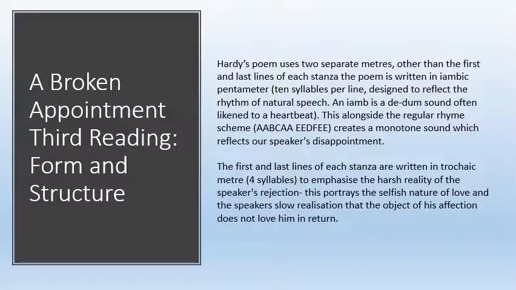Now you're going to need to copy this into your books. Okay, this doesn't go onto the poem, this goes into your books. Hardy uses two separate meters, that's two different rhythms. Other than the first and last lines of each stanza, the poem is written in iambic pentameter. Remember that, iambic pentameter, that's 10 syllables a line. Don't worry about that breakdown of what it is there.